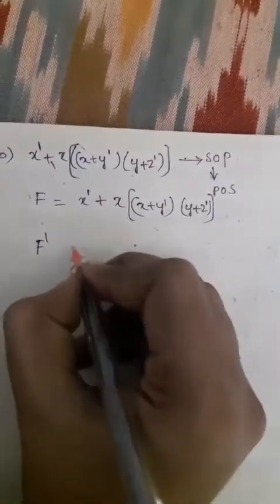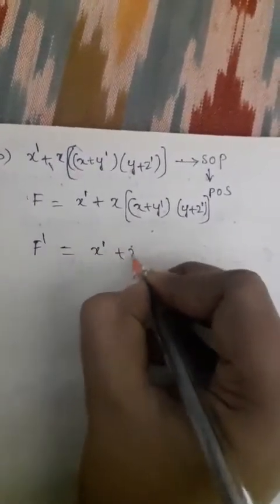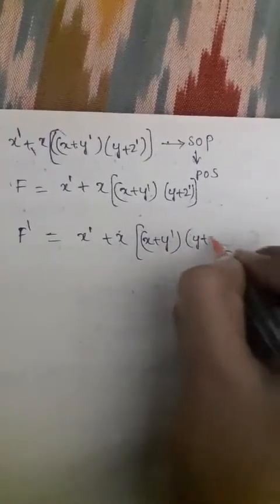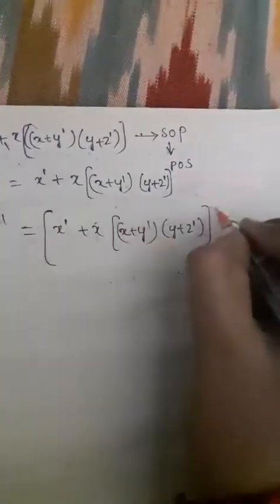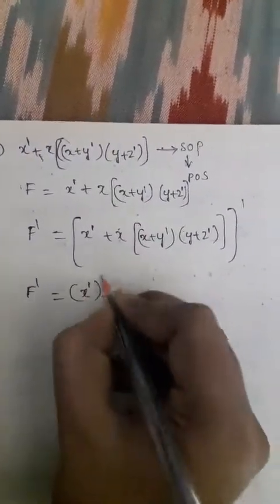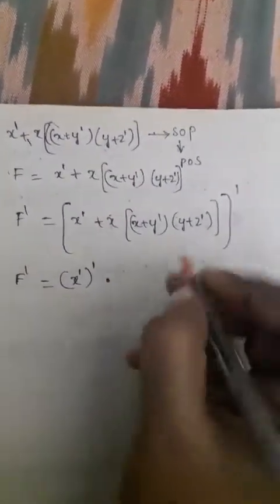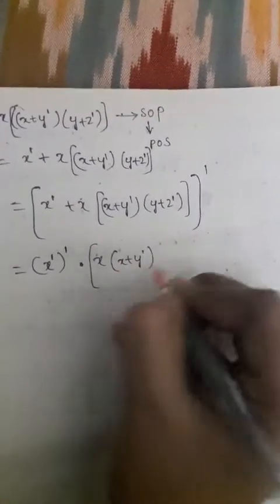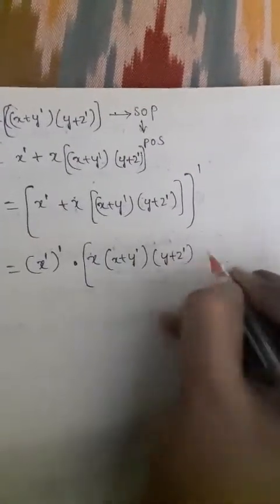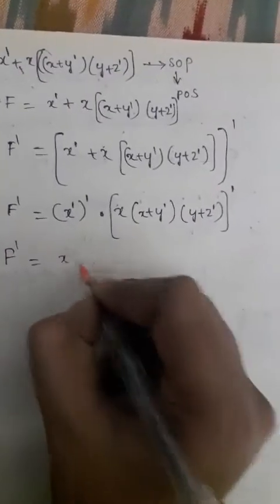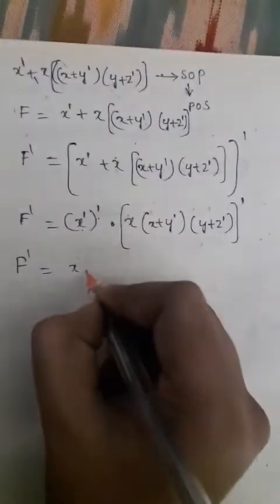Apply the complement on both sides, then we will get the POS expression. So (X complement plus X into (X plus Y complement) into (Y plus Z complement)) whole complement. So F complement is equal to (X complement) whole complement, then the sum will be converted to the product, so X into (X plus Y complement) and (Y plus Z complement), whole complement. Then F complement is equal to (X complement) whole complement, which means X, right?